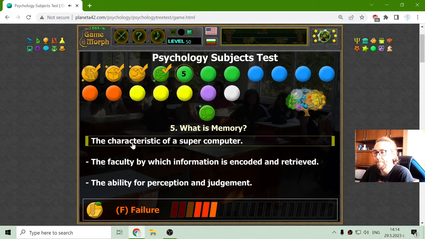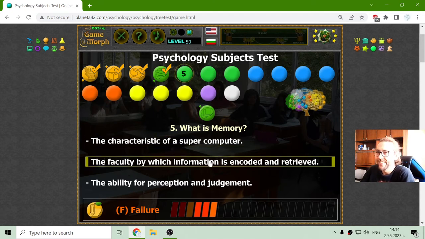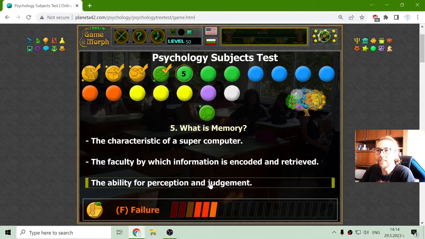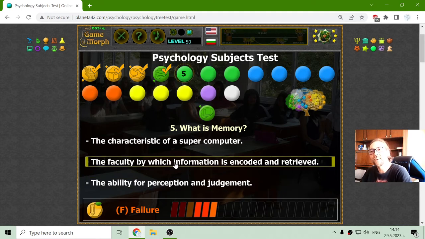What is memory? Is this the characteristic of supercomputer? Nope. The faculty by which information is encoded and retrieved, and the ability for perception and judgment. And this is the second one. Memory. Yep.